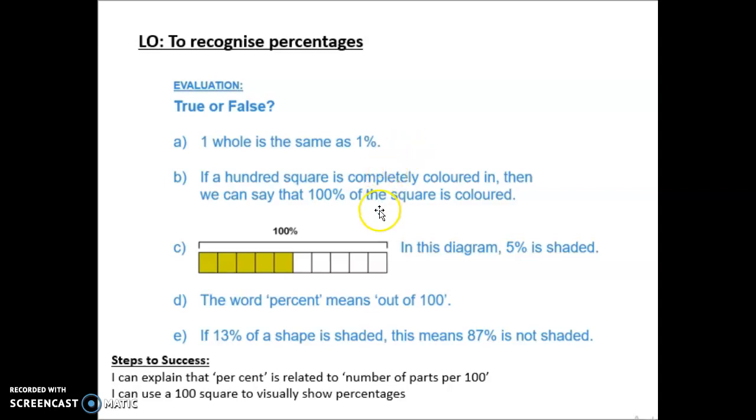Let's look at the next one. If 100 square is completely coloured in, then we can say that 100% of the square is coloured. Yes, that is true, because that's exactly what we've just explained.